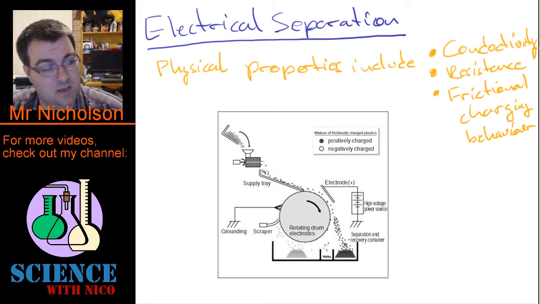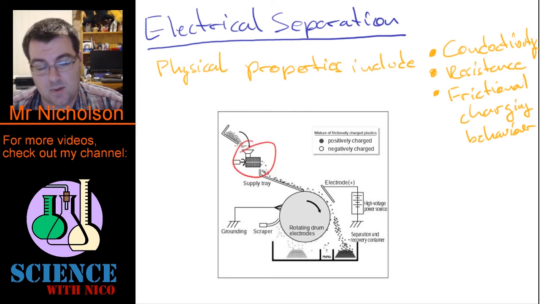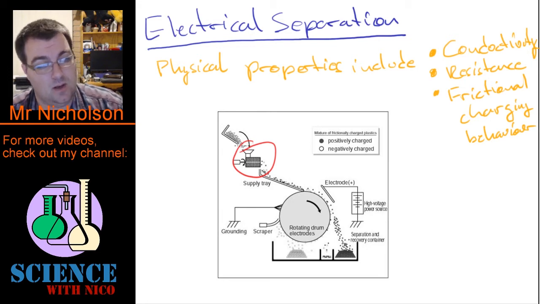And pictured just here is an example of a separator that works on the basis of frictional charging. What actually happens is particles pass into a vibrating bin just here, and that causes them to frictionally charge. If you have a mixture of two different types of particles, one will become positively charged and one will become negatively charged, if they have a significant difference in the surface and the ability of those surfaces to lose electrons from the surface of the materials.